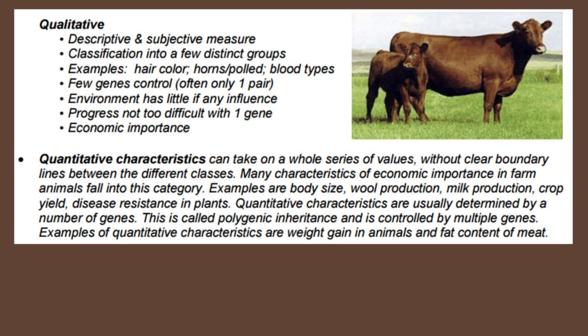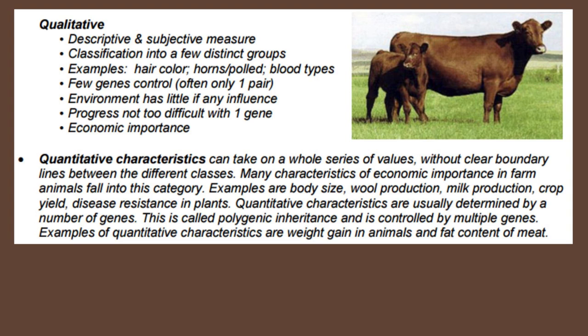Qualitative: descriptive and subjective measure. Classification into a few distinct groups. Examples: hair color, horns/polled, blood types. Few genes control, often only one pair. Environment has little if any influence. Progress not too difficult with one gene. Economic importance.